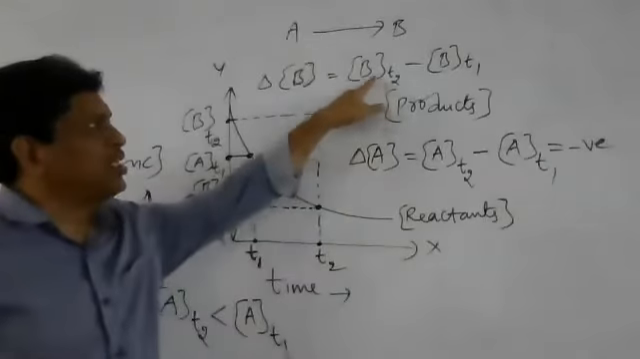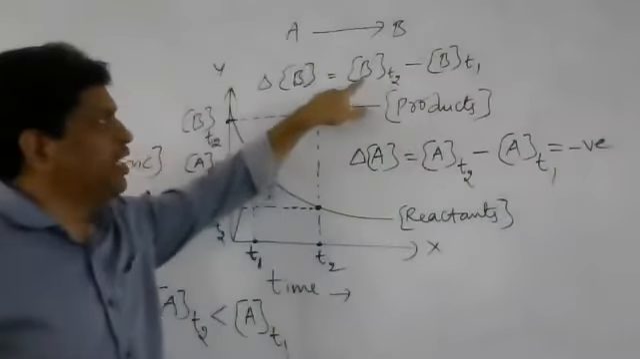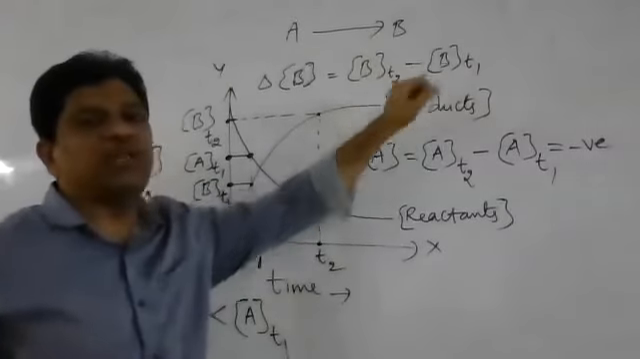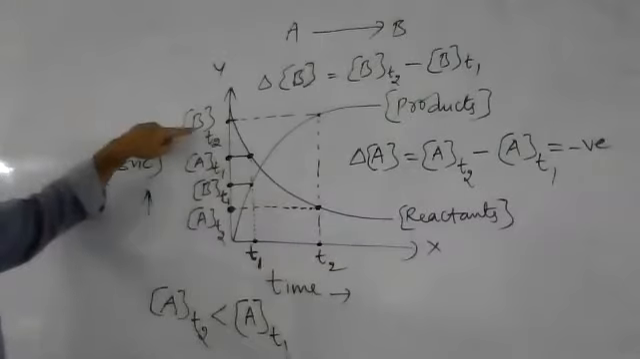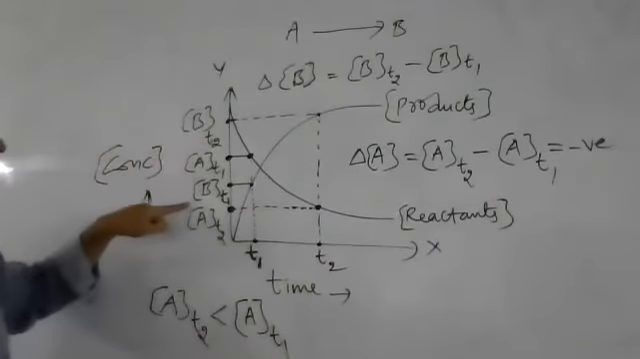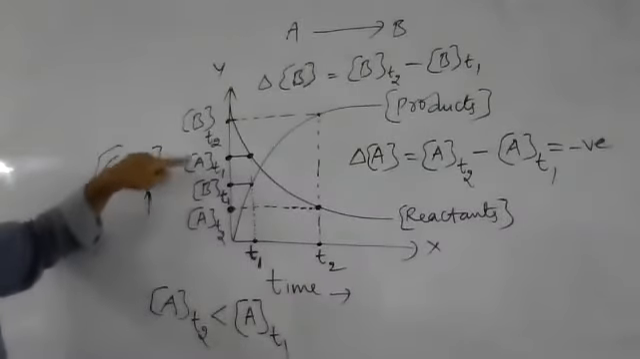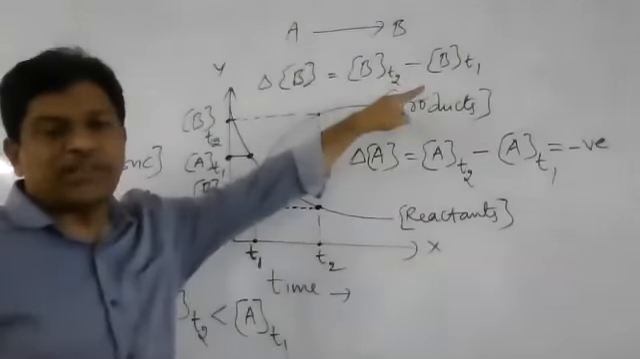So the final concentration of B minus the initial concentration of B means the concentration of B at T2 minus the concentration of B at T1. Now from the graph, which value is greater? The concentration of B at T2 is greater, and the concentration of B at T1 is less. That means here it is greater value minus lesser value: final minus initial.